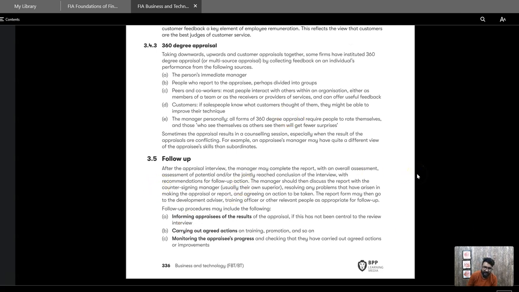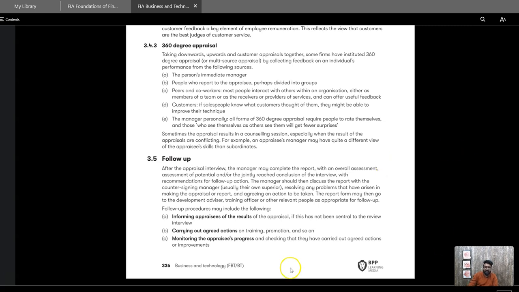After the appraisal interview, the manager completes the report with an overall assessment of potential and the jointly reached conclusion of the interview with recommendation for follow-up action. The manager should then discuss the report with the countersigning manager, resolving any problems that have arisen in making the appraisal or report and agreeing on action to be taken. The report form may then go to the development advisor, training officer or other relevant people as appropriate for follow-up. So these follow-ups are done after the appraisal, for the relevant people as appropriate to follow up.